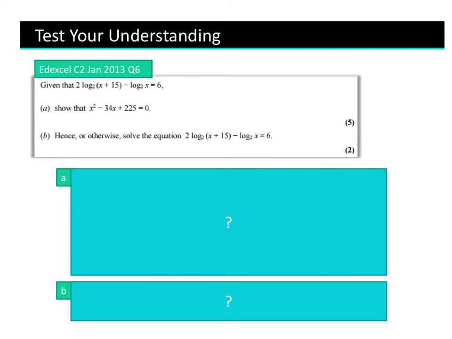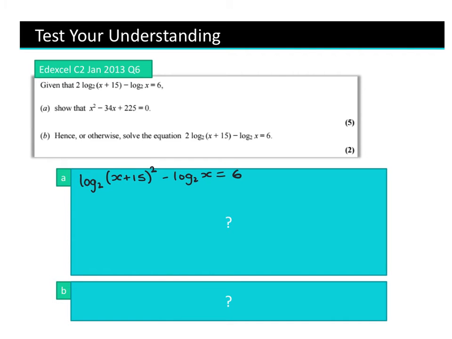Here we go. Given that 2 log to the base 2 of x plus 15 minus log to the base 2 of x equals 6, show that x squared minus 34x plus 225 equals 0. This is what I need to show. So, first of all, I know I can write the first part as log to the base 2 of x plus 15 all squared. Okay? And then I've got minus log to the base 2 of x equals 6.